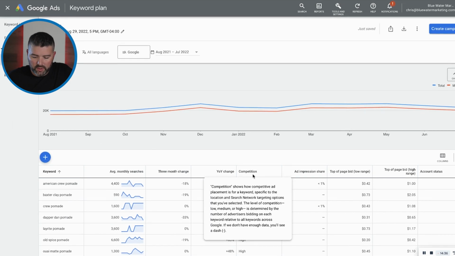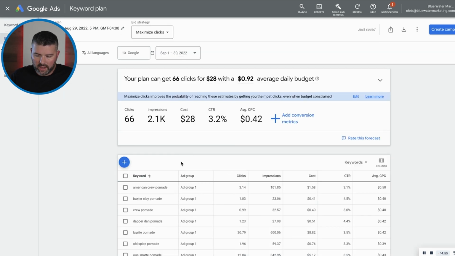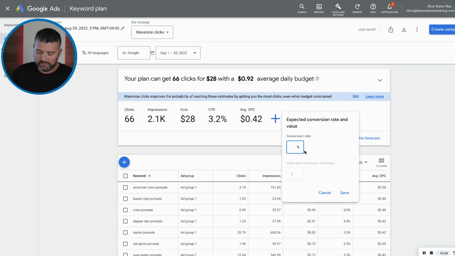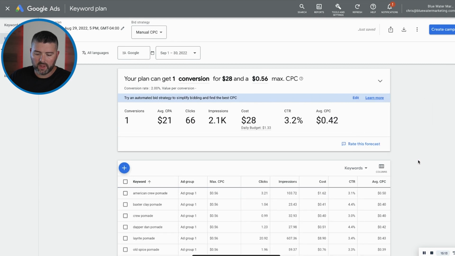What we can see here is year over year change is actually decreasing slightly. Top of the page bid, 42 cents, 43 cents. Average top of the page bid on the high range is $1, $2, $1, so about a $2.20 cost per click. We look at the forecast, we get 66 clicks for $28. Average cost per click of 42 cents. If we add in a 2% conversion rate at a manual CPC bidding strategy, we're going to get one conversion for $21. That's not really going to work because the cost of the product is about $17, give or take. So we need to dive deeper.